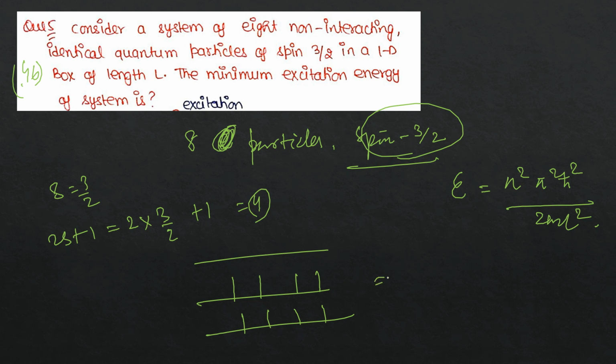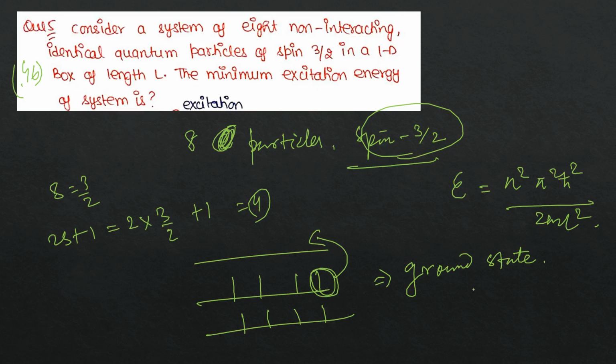This is the ground state. What is the excited state? If I take one particle to the state above, that will be your excited state. So let's take one particle to the excited state.